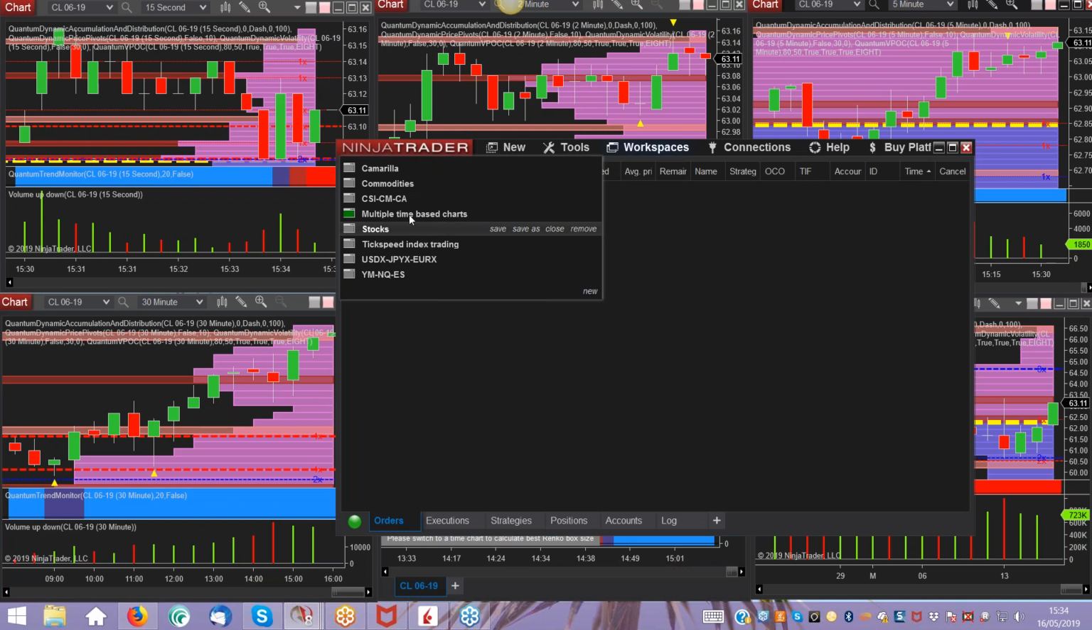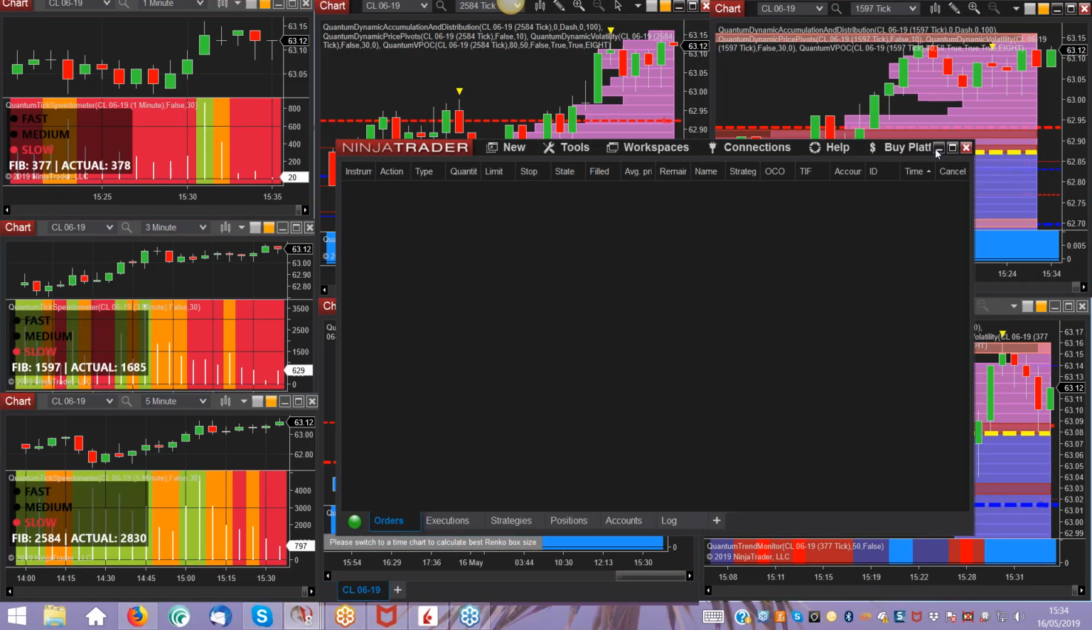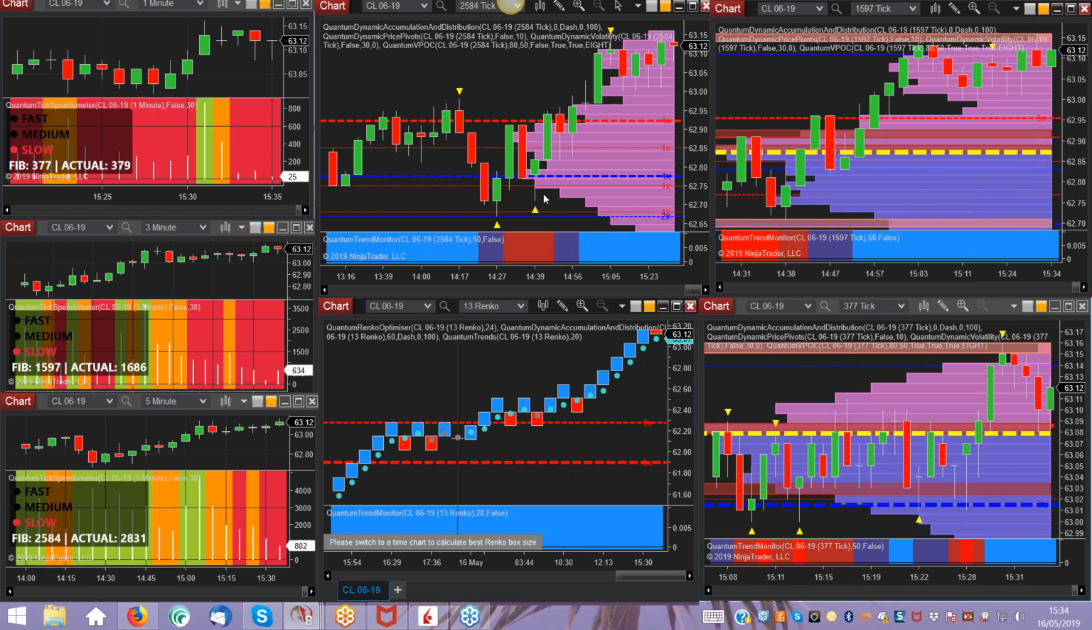Just hop over to that one, which is this one. So I'll flick these over. Normally these are on indices, but I've got this on oil as well. And this is just picking up the tick speeds for the 3 time frames. I've got a 1 minute, I've got a 3 minute, and I've got a 5 minute here.